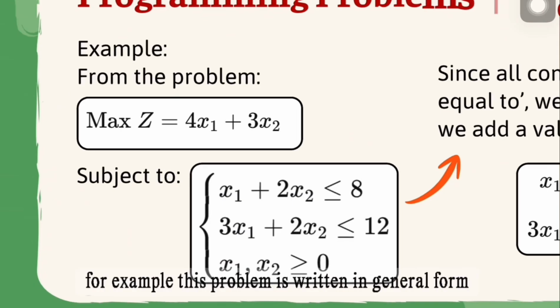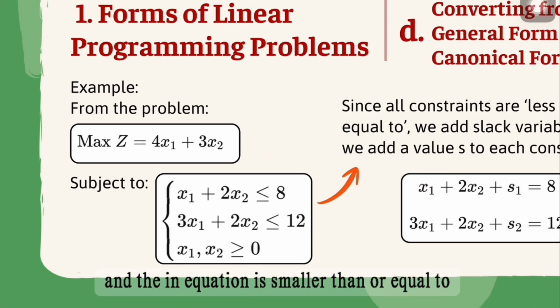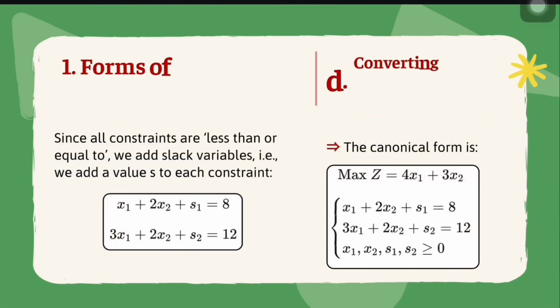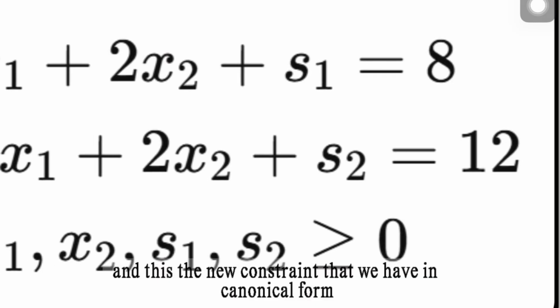For example, this problem is written in general form and the inequality is smaller than or equal to, so we'll add s to both constraints. And this is the new constraint that we have in canonical form.